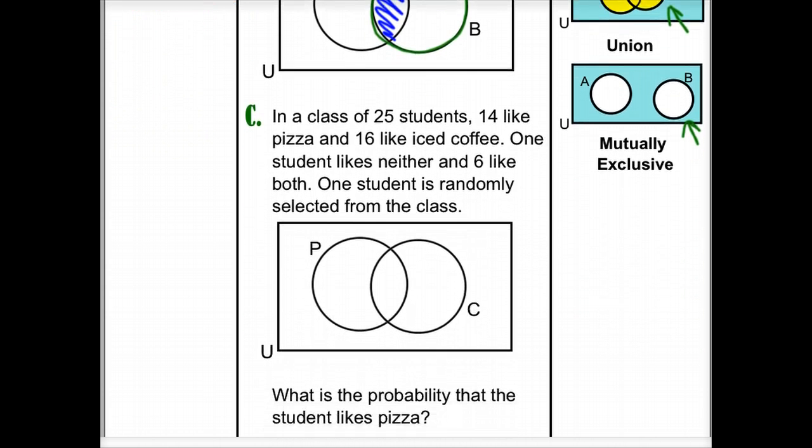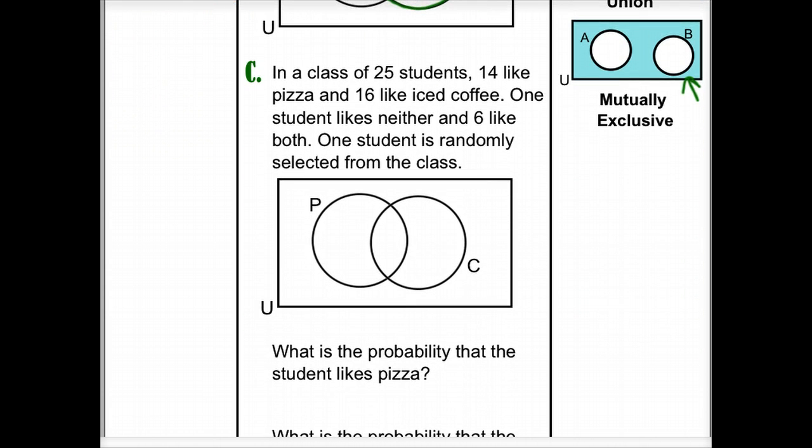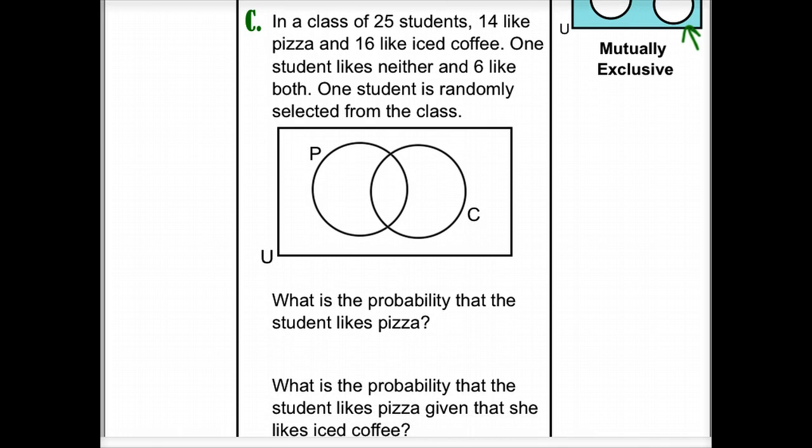So in our example, we have in a class of 25 students, 14 like pizza, 16 like iced coffee, 1 likes neither, and 6 like both.